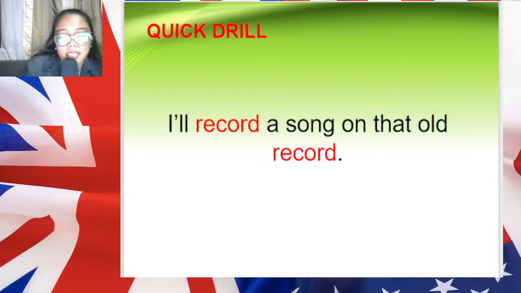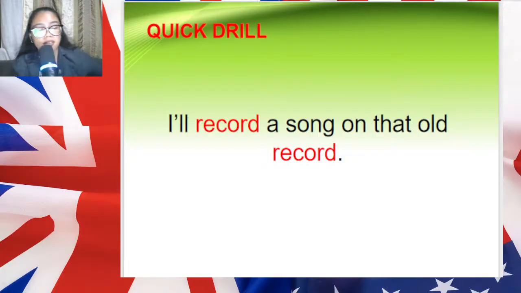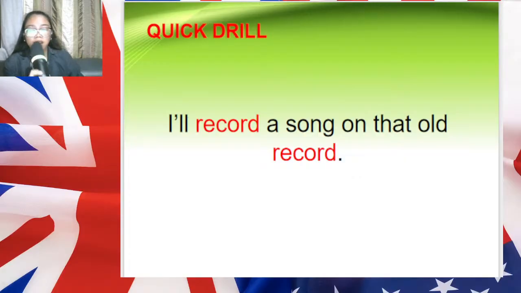For record, the second syllable is stressed. What kind of part of speech do you think it is? It's the verb. So here we have record, and the stressed syllable is on the second one. Okay, record, and record.